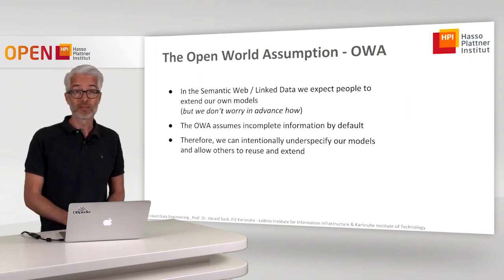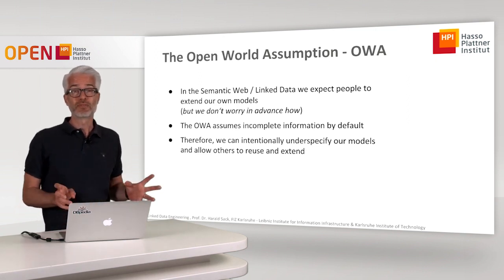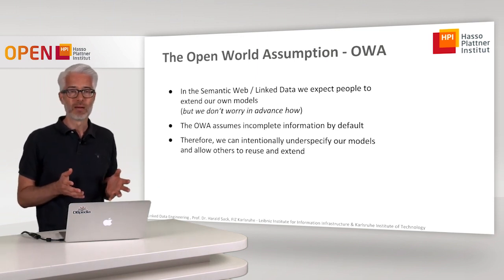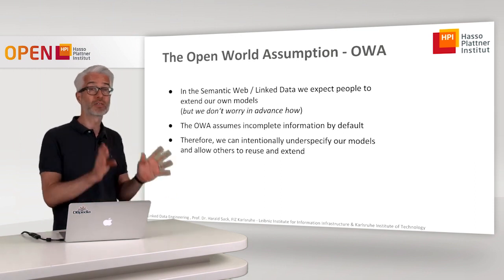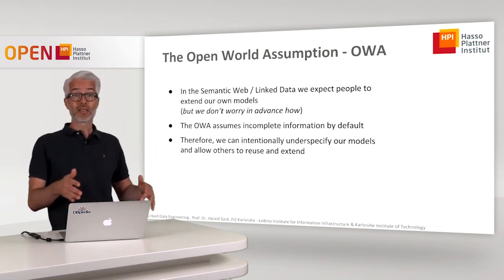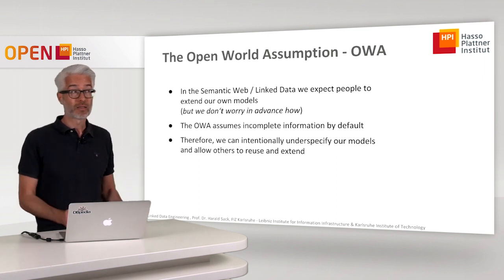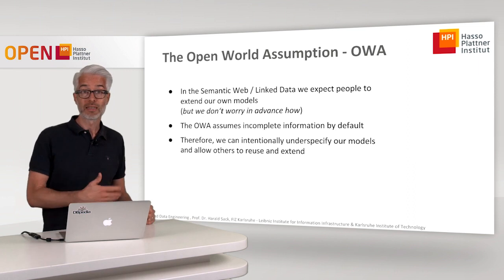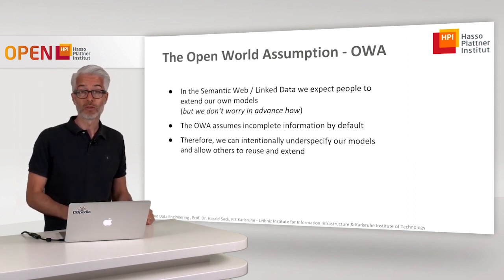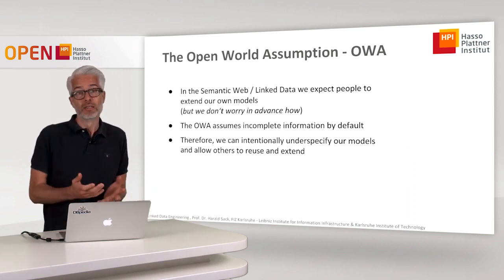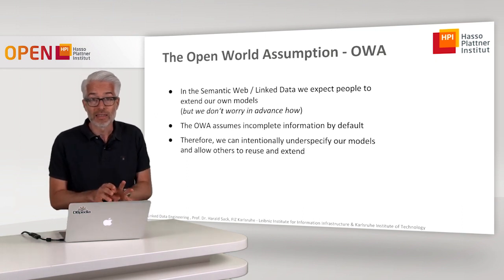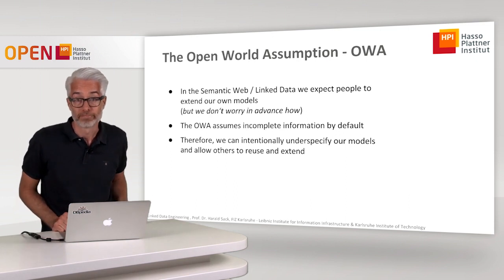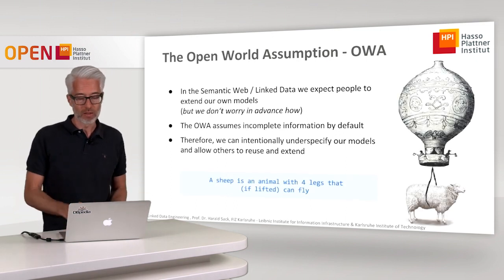You model something and you know, of course, it's underspecified. It's not necessarily complete. It's incomplete by default. But who cares? If it's perfect for your application, do it exactly that way. If another one is reusing it and simply is stating, oh, there is something missing, I have to add this and this and this, then of course he can add it. It's no problem, no big deal to complement this information. Therefore, we can intentionally underspecify our models and allow others to reuse them for extension. This is the reason for the open world assumption.